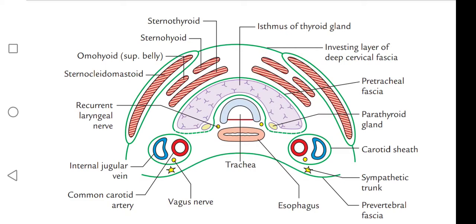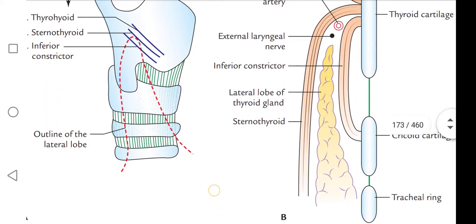In this video we are going to learn about the relations of thyroid gland. In the previous video we learned about the functions, special features, location, parts and features, weight, dimensions and capsules of the thyroid gland. Okay, coming to the topic, relations of thyroid gland.